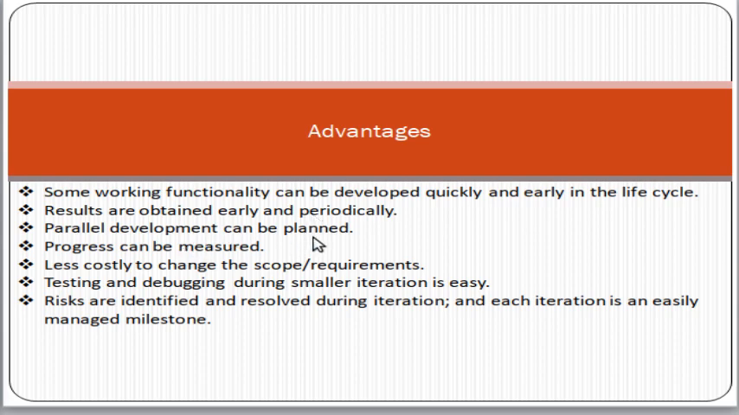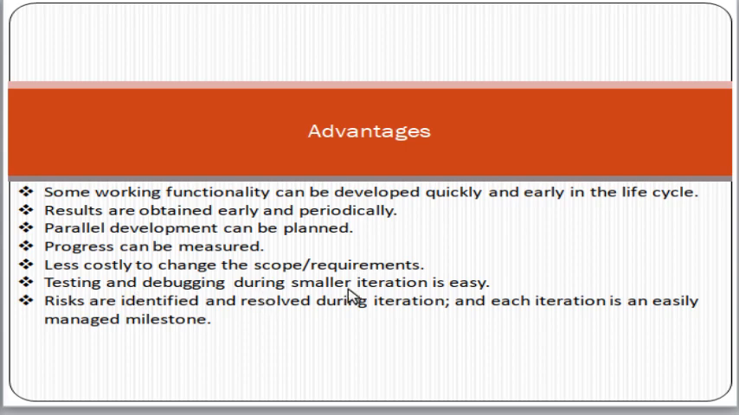That means you are delivering one sprint or one iteration to the customer, and in parallel you are developing the other iteration as well. Progress can be measured very properly. It is less costly to change the scope and requirements, because you have not developed all the things, so there is a possibility that you can make changes in the scope and requirements.